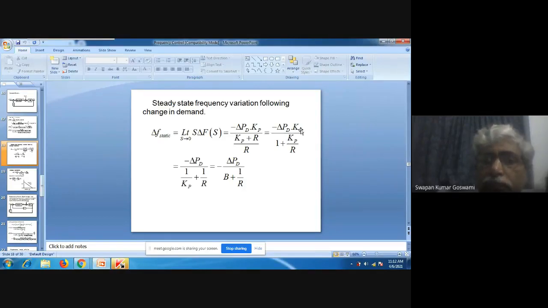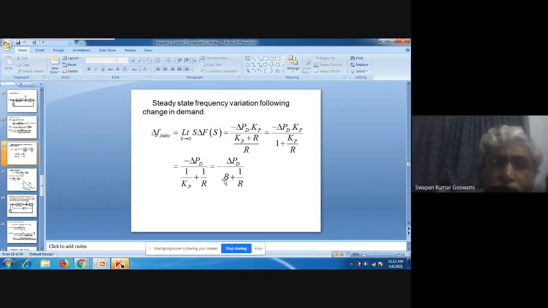So here and there, that means divide by Kp here and here. So it will be 1 upon Kp. This Kp will be cancelled out, 1 upon R. 1 upon Kp is B, and it is 1 upon R. R is the governor regulation. That means the steady state change in frequency, delta f static, following a change in demand, is equal to minus delta Pd by B plus 1 upon R.